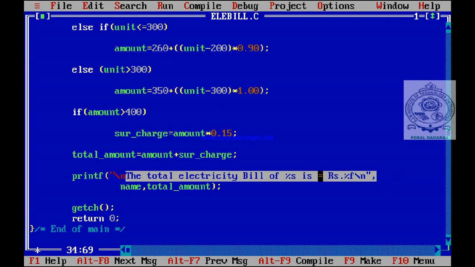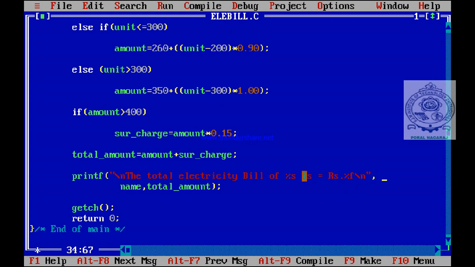How many percentage symbols are used here? 2 percentage symbols. That's why, how many variables should be there in the list of variables after the comma? See here after the comma, so 2. The first one, percentage S, means it should be an array, the name of the person. So that's why name. What is this name? We have declared it as name.